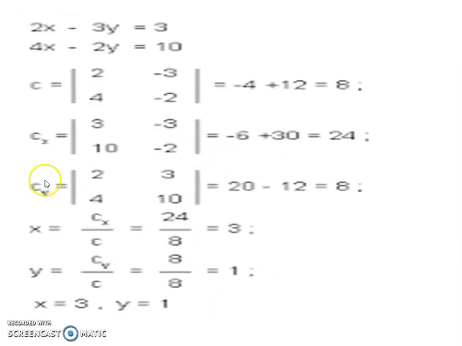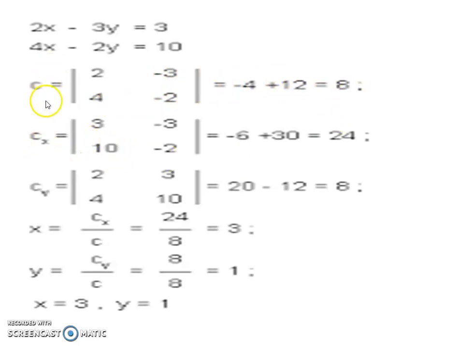Now let's try one more example. The given system also has two equations and two variables. So for D, first write 2, 4, minus 3, minus 2. Minus 2 into 2 is minus 4. Minus remains the same, but 4 into minus 3 is plus 12, so it is 8.